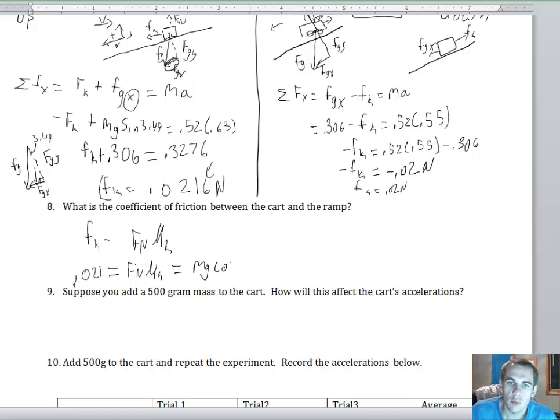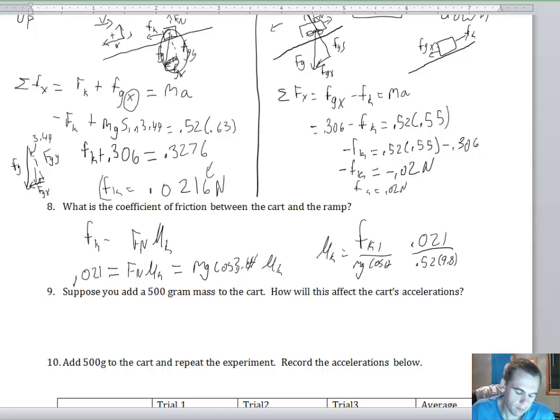So this equals mg cosine 3.44 degrees, and right, that's the y component of this triangle up here, and so times the coefficient of friction, and so I get mu k equals the frictional force divided by, that's supposed to be a sub k, that's kind of horrible. I get the frictional force divided by mg cosine theta. And so if I put in my numbers real quick, that's 0.021 divided by m, which is 0.52, times g, which is 9.8, times the cosine of 3.44. Okay, and so 3.44 cosine times 9.8 times 0.52 is 5.08, 5.09 essentially.